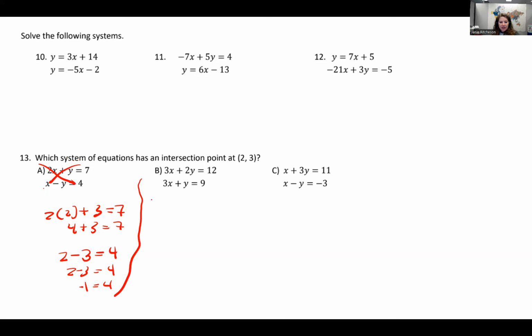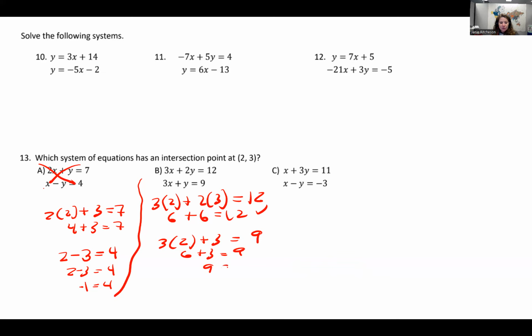All right, letter B, we're going to multiply 3 times x, and x is 2, plus 2 times 3 equals 12. So 3 times 2 is 6, 3 times 2 is 6. All right, so that one's true. 12 does equal 12. And then the second one, 3 times 2 plus y, which is 3, equals 9. So 3 times 2 is 6, and 6 plus 3 equals 9. That's true. I have 2 guesses, so B must be the right answer.